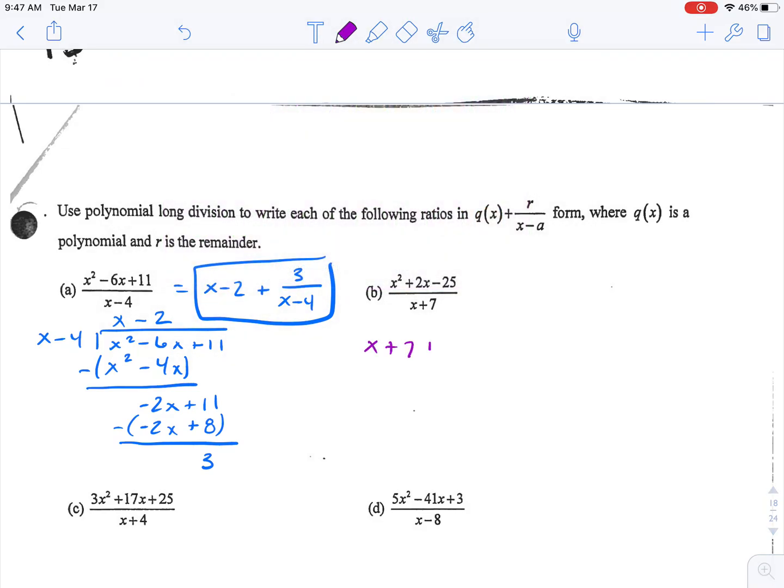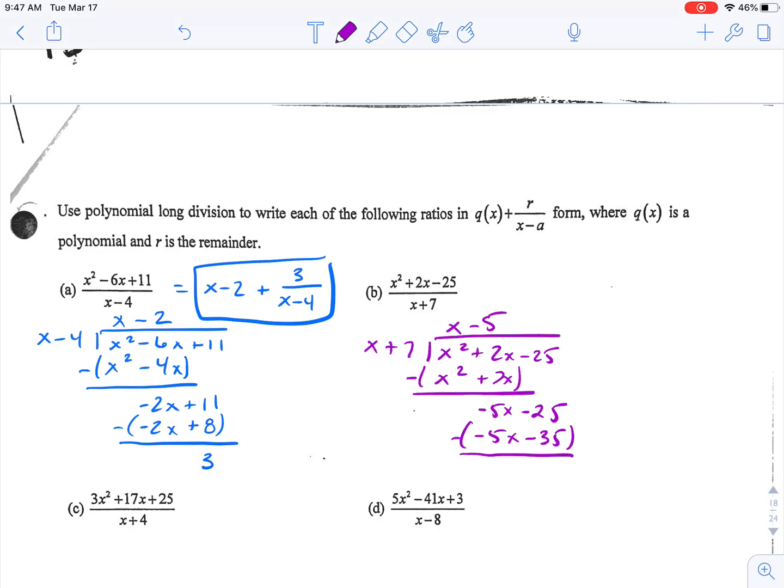Okay, next up. X times x is x squared. Distributing, we'll get x squared plus 7x. Subtracting 2 minus 7, negative 5x. Bring down the negative 25. X times negative 5 is negative 5x. Distributing. Careful with your double negatives here. Negative 25 plus 35 is a remainder of 10. So we end up with x minus 5 plus 10 over the x plus 7.